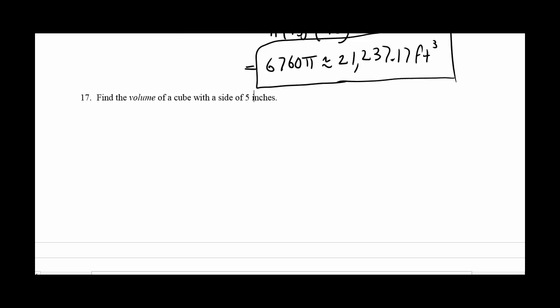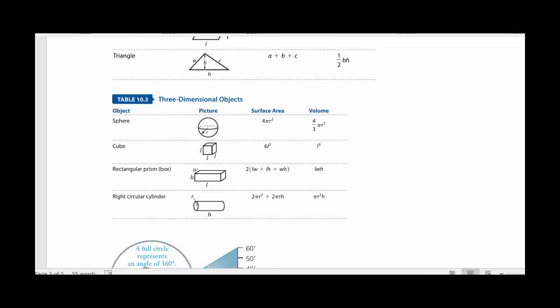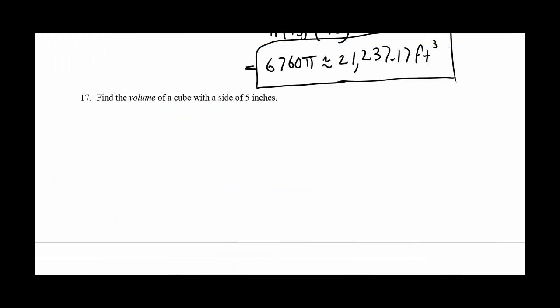Number 17, find the volume of a cube with a side of 5 inches. Let's see, volume of a cube is side length, L cubed. So volume would be 5 cubed, and that's just typing that in a calculator, so 125 cubic inches.